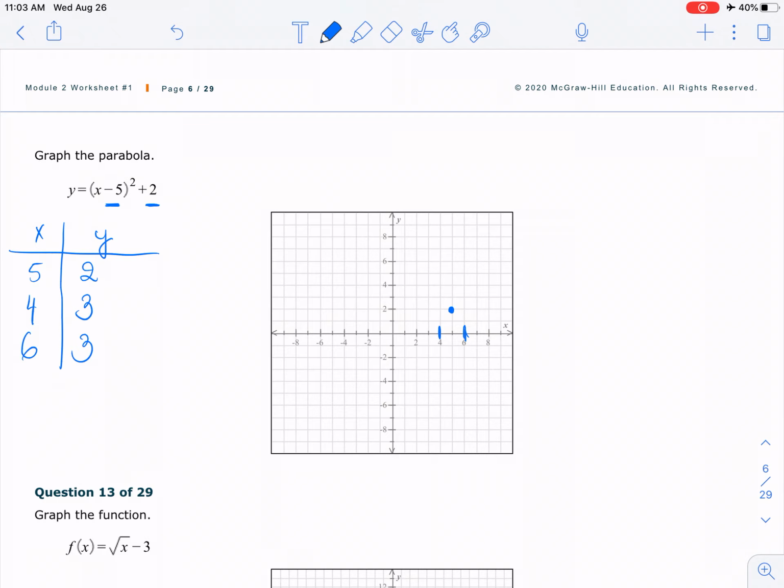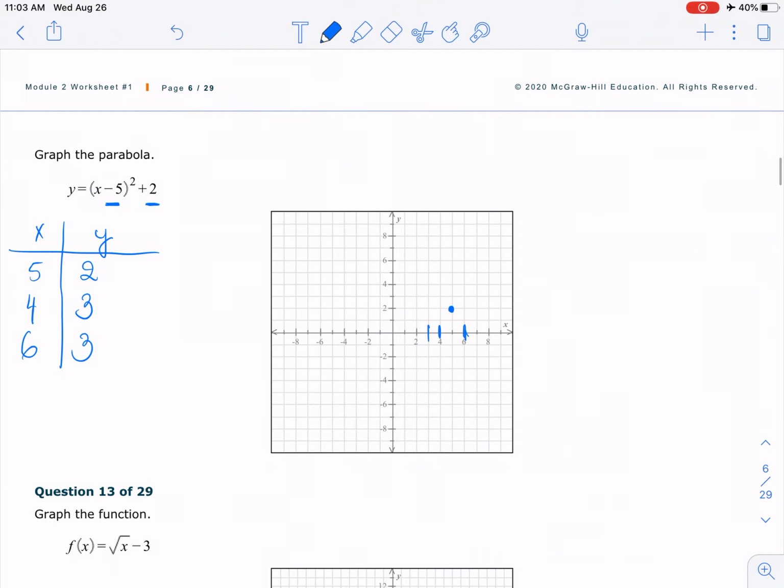Okay, then you can do one more pair if you want. So let's do one more pair, which is 3 and 7.